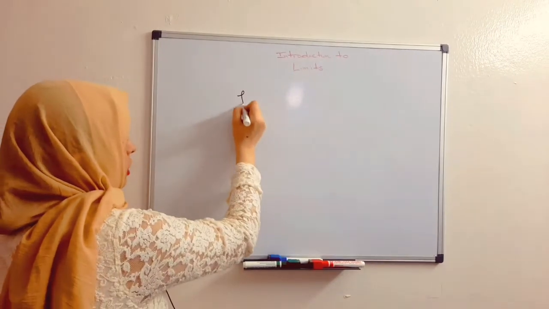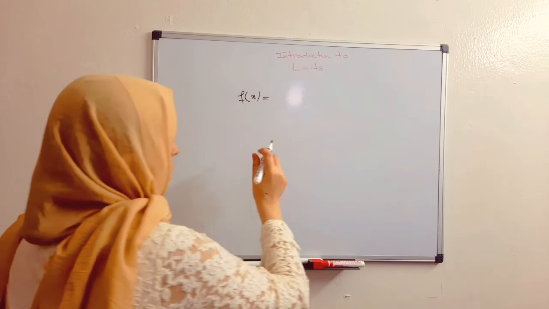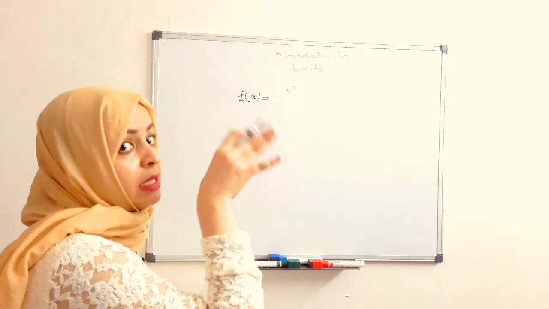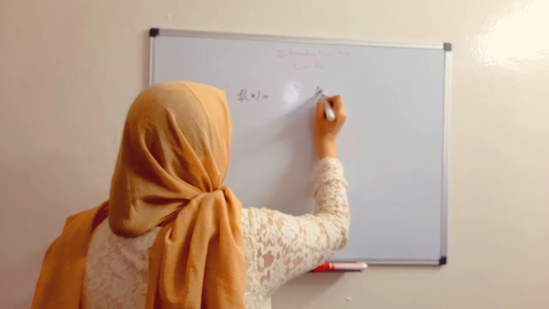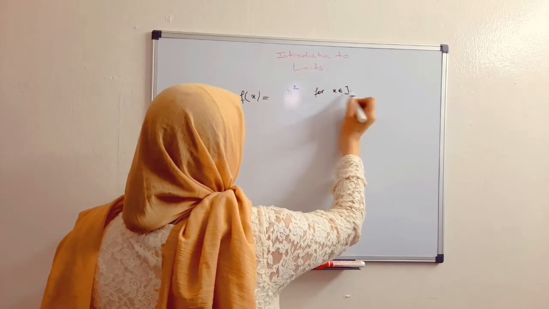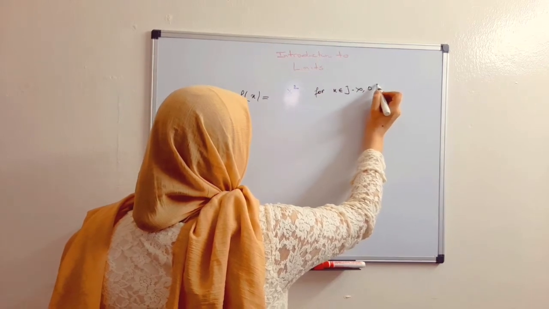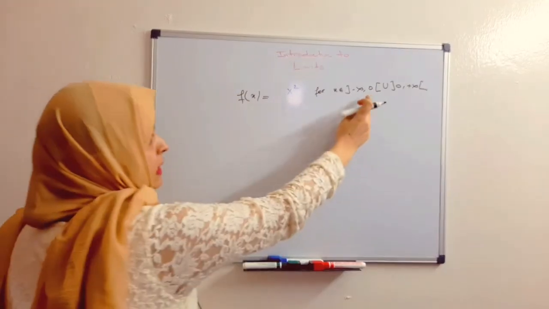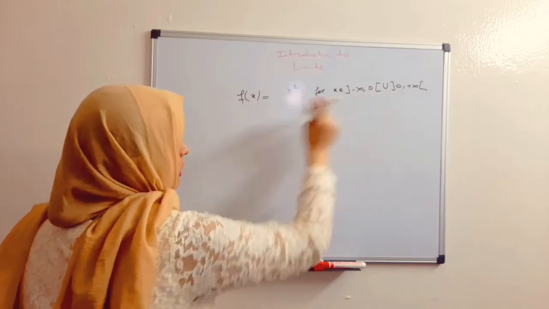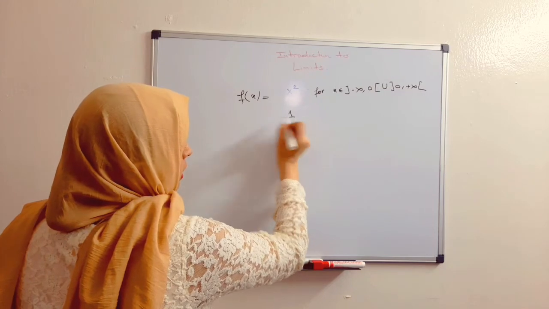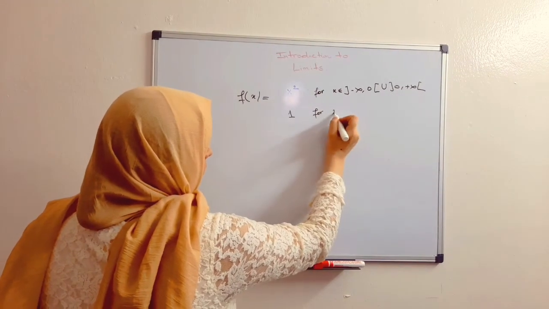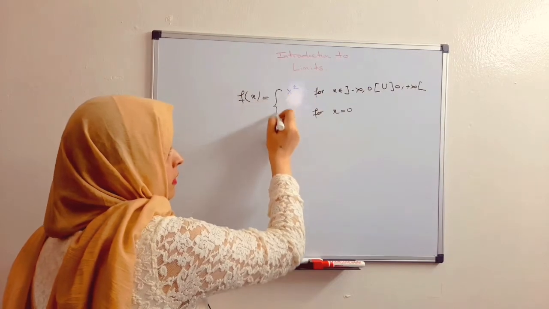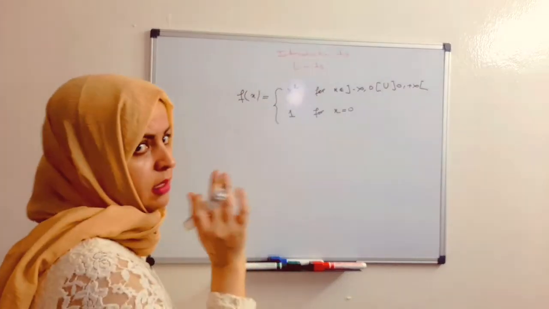So let's consider the function f of x is equal to x squared for any value of x except 0. So 0 is not included. And f of x is equal to 1 for x equal to 0. When x is equal to 0, the image is 1. Okay, so let's consider this function as an example.